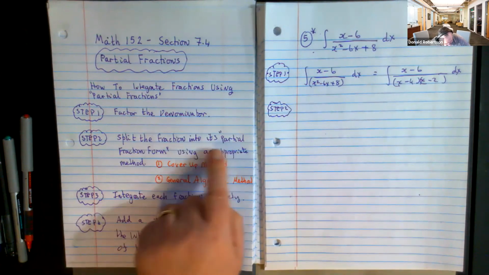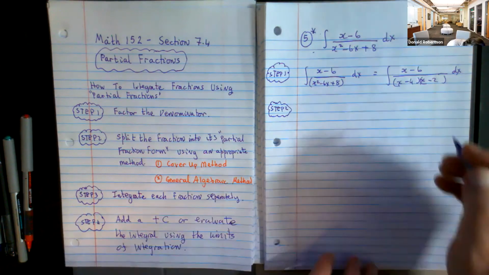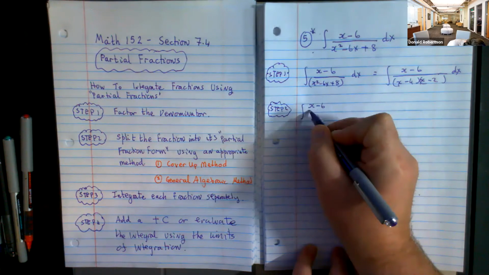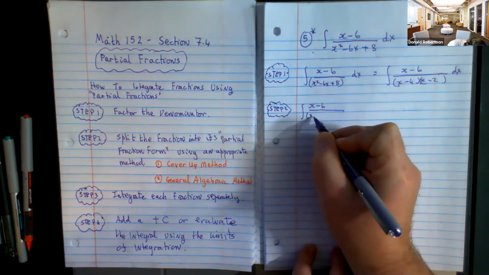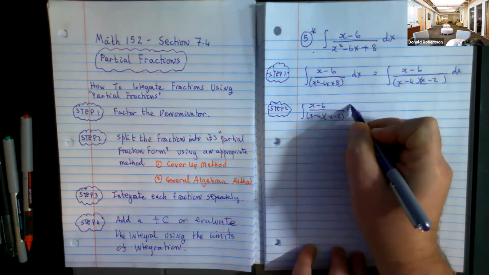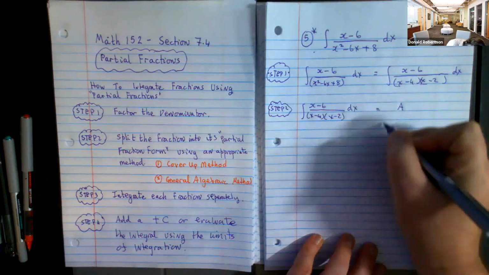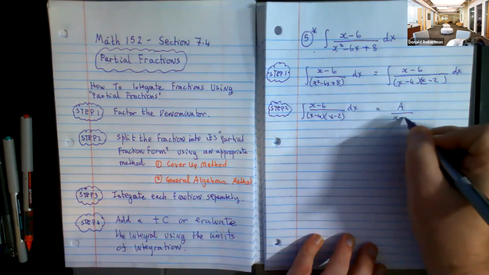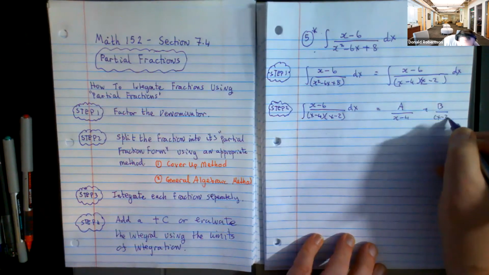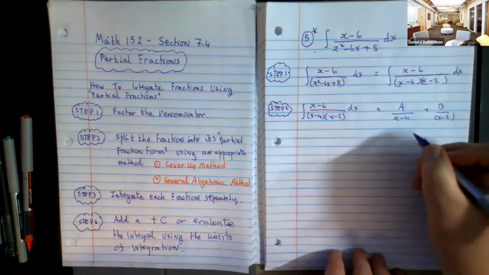Split it into partial fractions using any appropriate method. So this guy here, which I'm just going to rewrite in its factored version, is going to get split into its partial fractions. I won't bother with the integral dx part right now. You can imagine them being there if you like, but I'm just going to focus on this equals that.